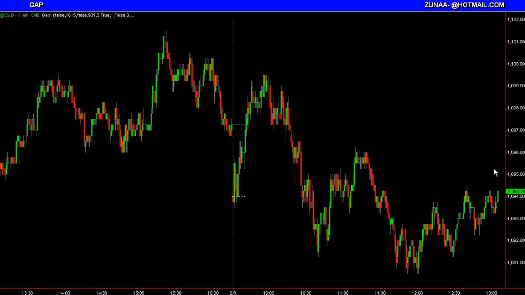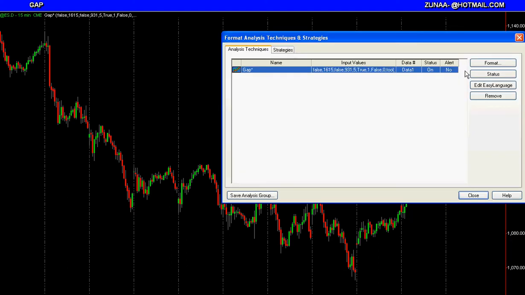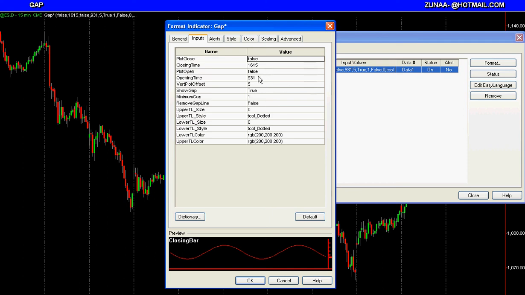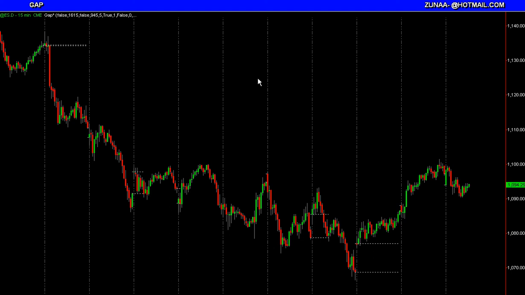So anyhow, let me show you, for example, on a 15-minute chart. Now, as you can see, it's not plotting the gaps, but that's because we need to change the opening time. On a 15-minute chart, since the first interval on TradeStation closes at 9:45, we enter that as the opening time. So now you have your gaps.